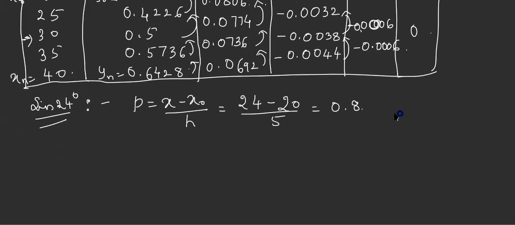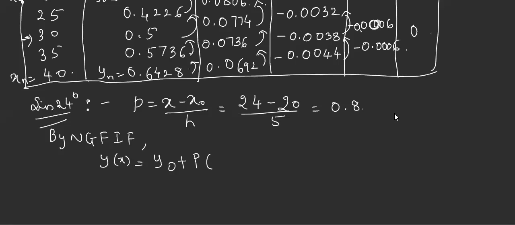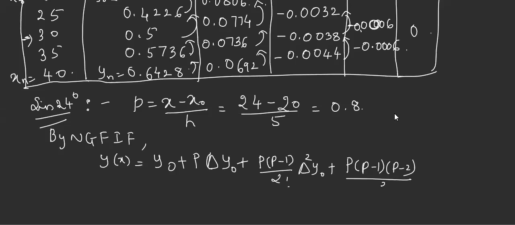Now use the Newton-Gregory forward interpolation formula. What is the first term in the formula? y naught, plus P into delta y naught, plus P into P minus 1 upon 2 factorial delta square y naught, plus P into P minus 1, P minus 2 upon 3 factorial delta cube y naught, and so on. Substitute the values.